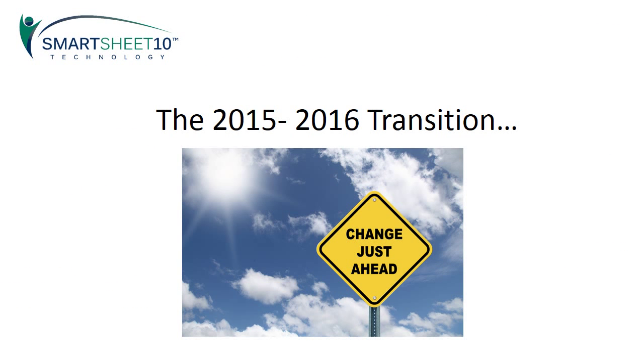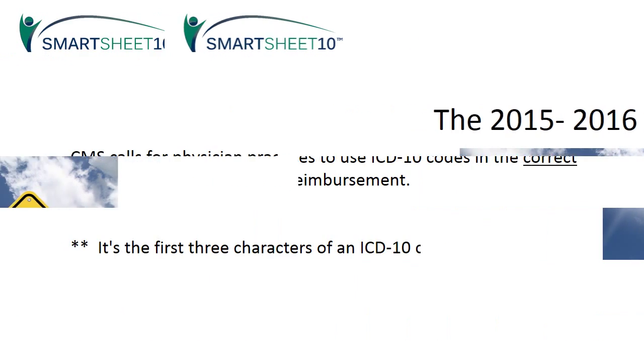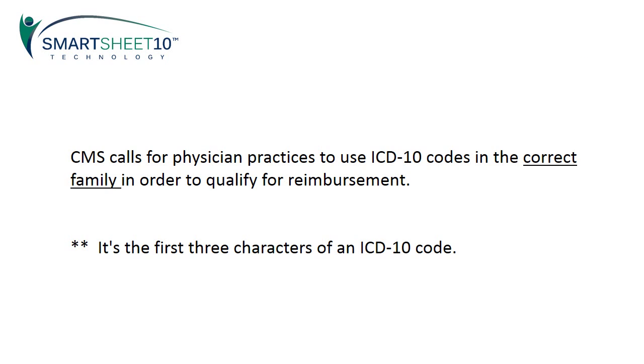Let's first talk about some rather recent developments that affect our 2015 through 2016 transition challenges. We now know definitively that ICD-10 begins on October 1st of 2015, but at least Medicare has defined some changes to their adoption mandate. Medicare now calls for providers to use ICD-10 codes that are at least in the correct family of the proper diagnosis in order to get the claim paid.